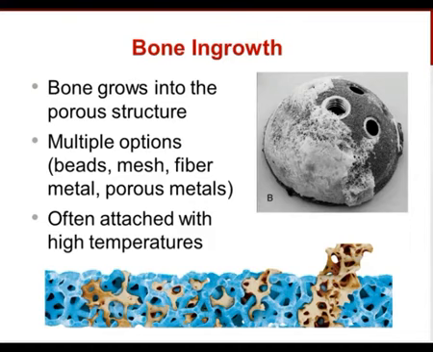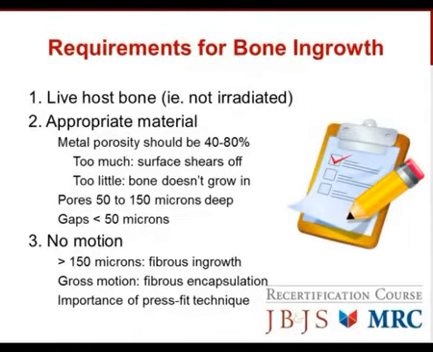There are multiple options for how to achieve bone ingrowth, whether you use beads, mesh, fiber metal, etc. These are often attached to the cup itself using high temperatures. Now, there are three main requirements for bone ingrowth, and I've listed those here. Number one, and this is somewhat obvious, live host bone is required.